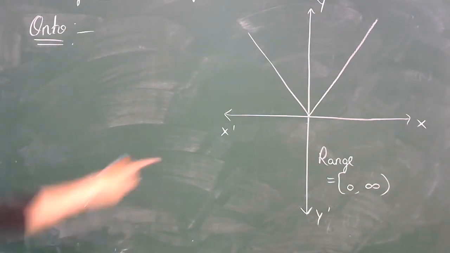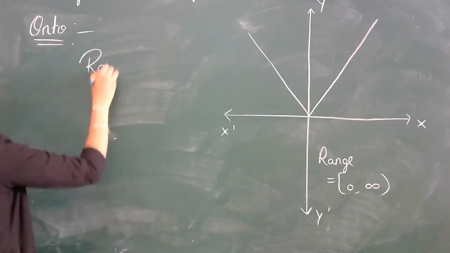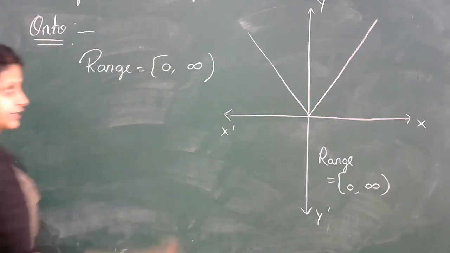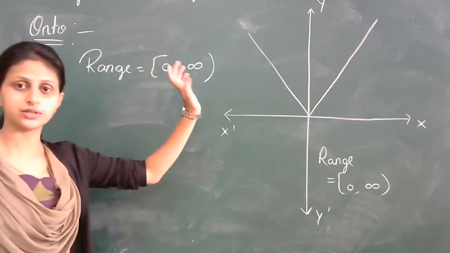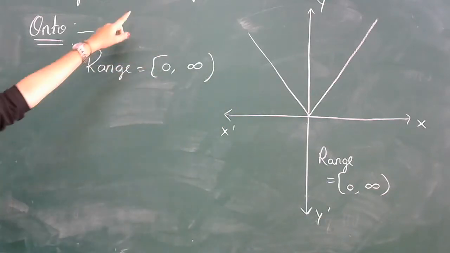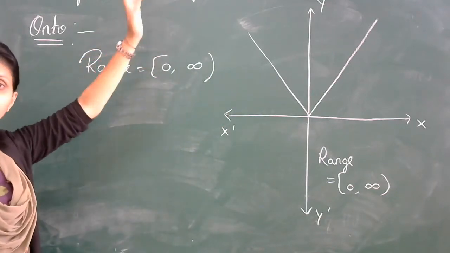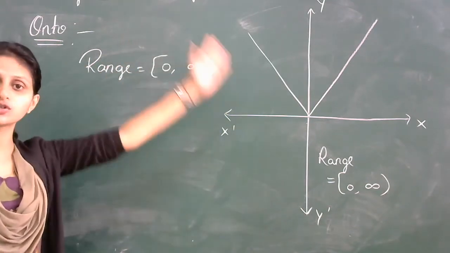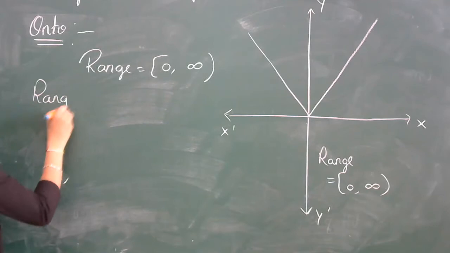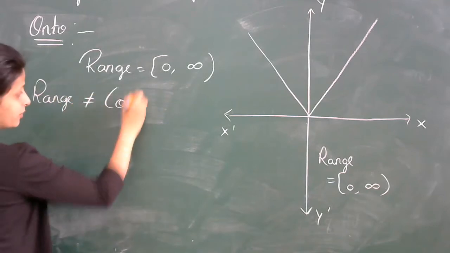Very good. Already we saw what is the range of this modulus function. Range is equal to 0 to infinity. That is non-negative real numbers. It includes 0 and goes to positive infinity. But what is the codomain, students? Codomain is nothing but the set of real numbers. It includes negative real numbers also. Right? So here you can say that range is not equal to my codomain.